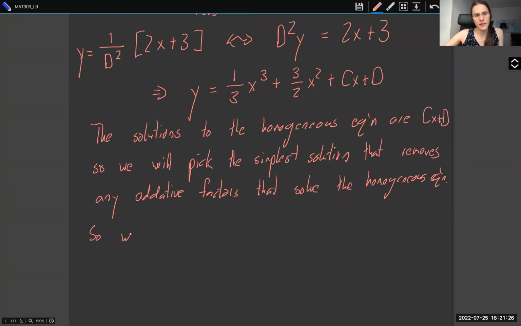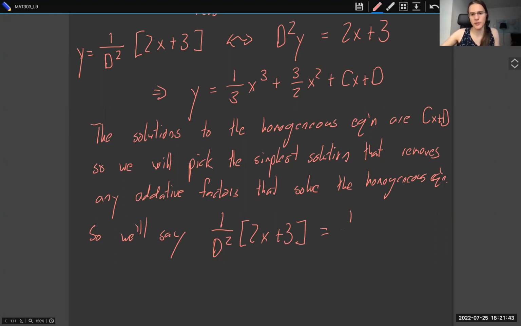So we'll say that the correct solution to take is that 1 over d squared of 2x plus 3 is just going to be, well, we want some solution, so we're going to choose the simplest solution. And this isn't fully mathematically precise, but you'll see how it helps in solving problems. In the end, what we care about is finding one particular solution to the inhomogeneous equation, because then we just add all solutions to the homogeneous equation to get the general solution. So, okay, that's how we solve the inverse operator in the case of just having 1 over d to the k.